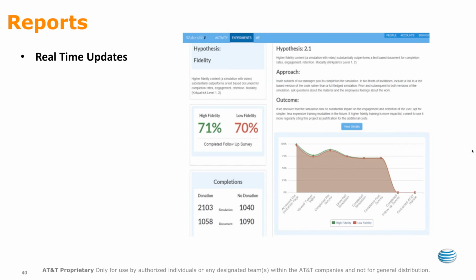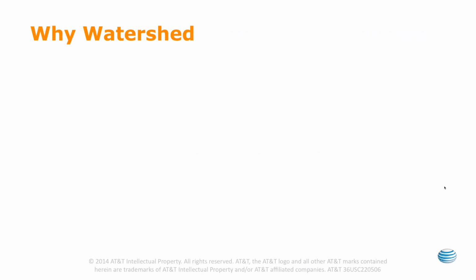So this is an example of the reports available with the Watershed Learning Record Store. It would analyze the statements from the activity stream, gathering the different data that was needed to help validate or to report on the different hypotheses that we created up front. So, in summary, why Watershed?